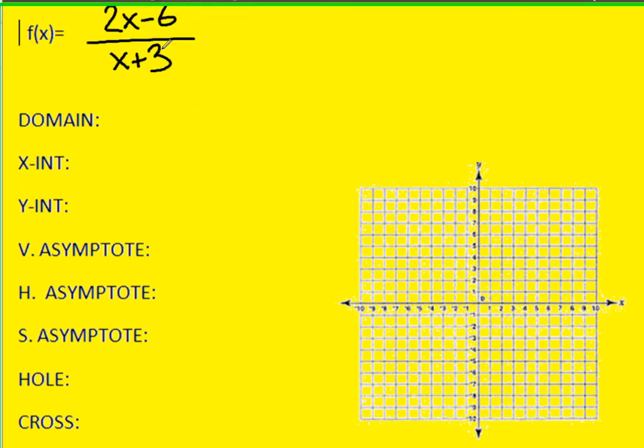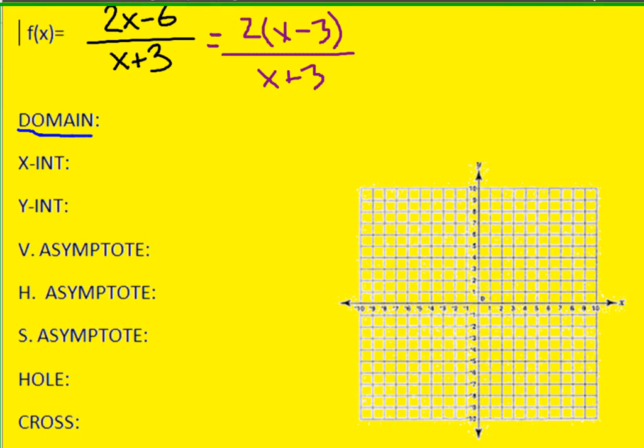So what I recommend before doing anything else is if I can factor this equation on top and bottom, I'm going to do so. It just makes it a little bit easier. So I have 2 times x minus 3 on top and x plus 3 on the bottom. That way I have a couple of different forms that I can look at in solving this problem and analyzing it. So first, domain is when the denominator equals 0.